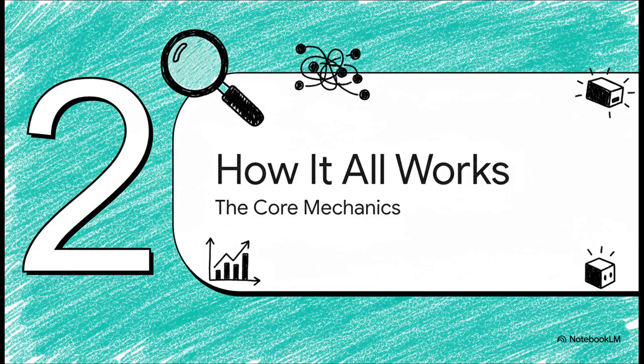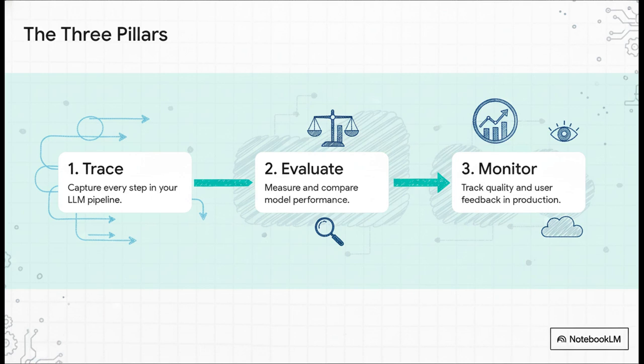Okay, so that sounds great in theory, but how does it actually pull all of this off? Let's peel back the layers a little bit and look at the core mechanics of the platform. It all really revolves around these three pillars: trace, evaluate, and monitor. It's a simple, powerful loop. First, you trace every single step your app takes. Then, you use that data to evaluate how well it's performing. And finally, you monitor its behavior out in the real world, in production.